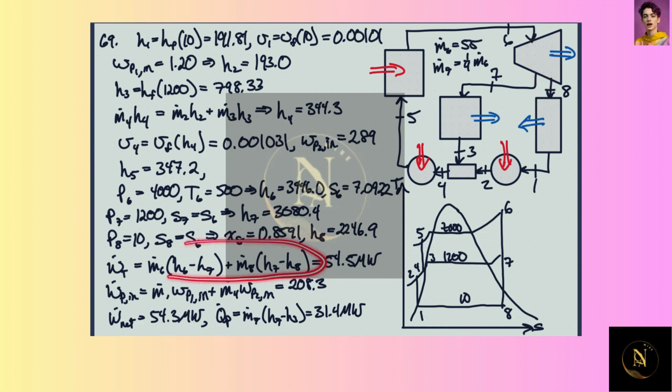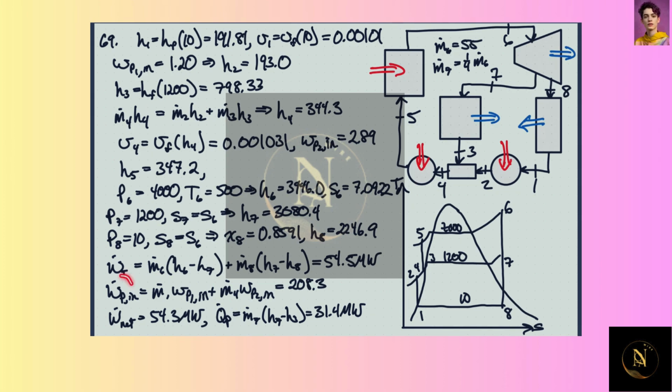So m dot 8 is just three quarters of m dot 6. From 6 to 7 we have the full flow, and from 7 to 8 we have three quarters of it. That's why we have this split. And so we wind up with 54.5 megawatts out of the turbine.